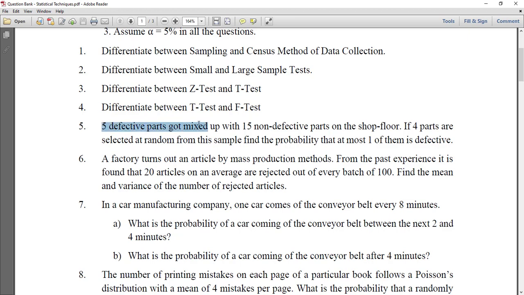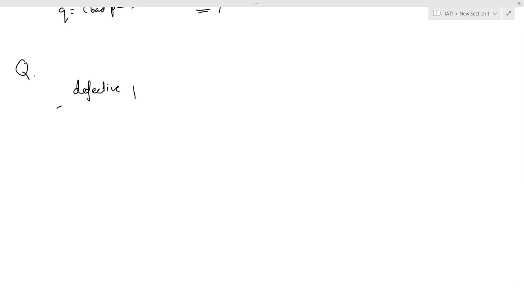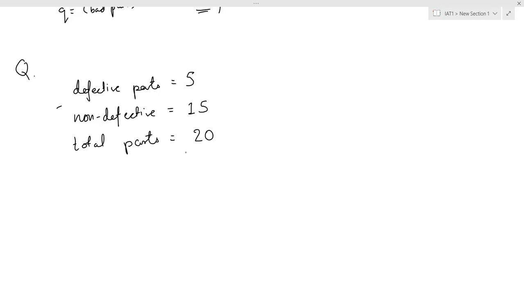They are saying 5 defective parts got mixed up with 15 non-defective parts. Right? So what are the defective parts? There are 5 defective parts, and what are the non-defective parts? There are 15 non-defective parts. So we can write over here defective parts is equal to 5. Non-defective parts is equal to 15. If there are 5 defective and 15 non-defective, then what is going to be the total? Total is going to be 5 plus 15. So what is the total number of parts? Total number of parts is 20.